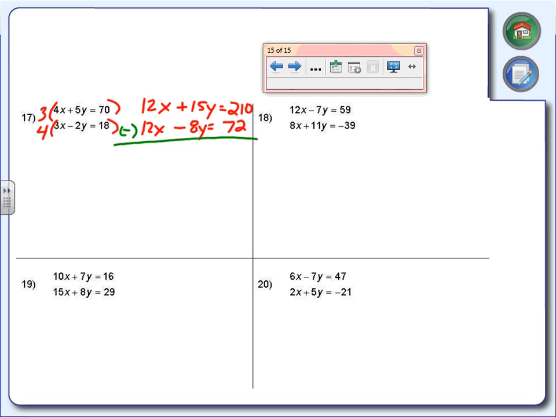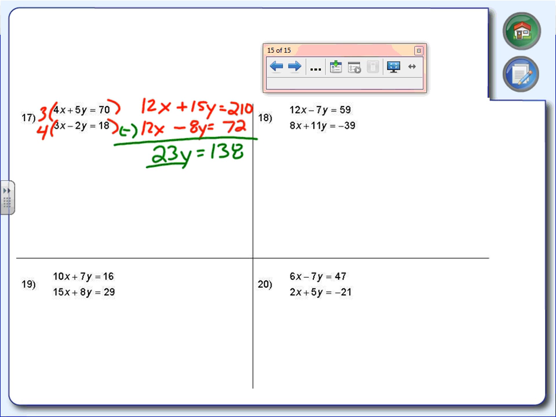12x minus 12x, of course, is 0. 15y minus a negative 8y. Be real careful. Put that in your calculator. What's 15y minus a negative 8y? 23y. And 210 minus 72 is? 210 minus 72? 138. Is that right? 138.